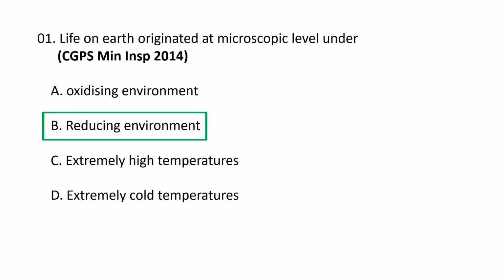According to the current scientific understanding, life on the earth most likely originated at a microscopic level in a reducing environment, meaning an atmosphere with very little oxygen and a high abundance of hydrogen, which would have facilitated the chemical reactions necessary for the formation of early life molecules. So, life on the earth originated at microscopic level under reducing environment. B is the correct option.